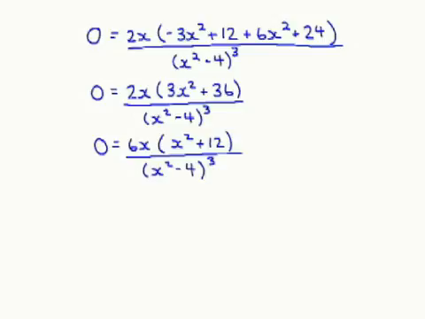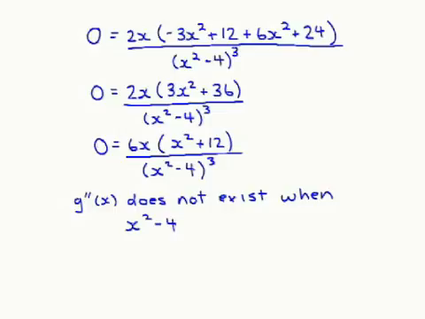So remember that points of inflection occur when g double prime does not exist, or when g double prime is equal to 0. So in the first case, I'm going to look at g double prime x where it does not exist. Well, it will not exist when x squared minus 4 equals 0. When I solve that, I get that x is equal to 2, or x is equal to negative 2.